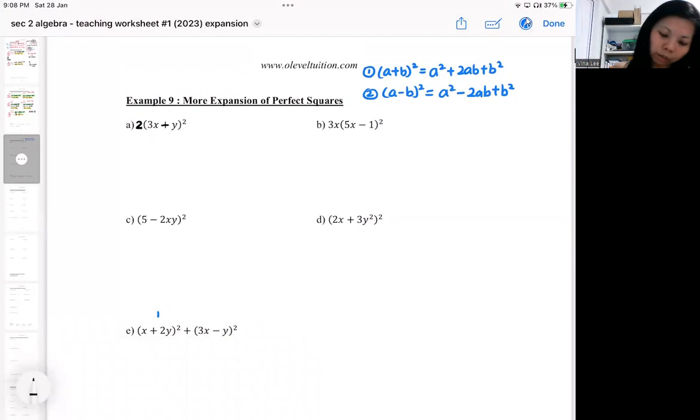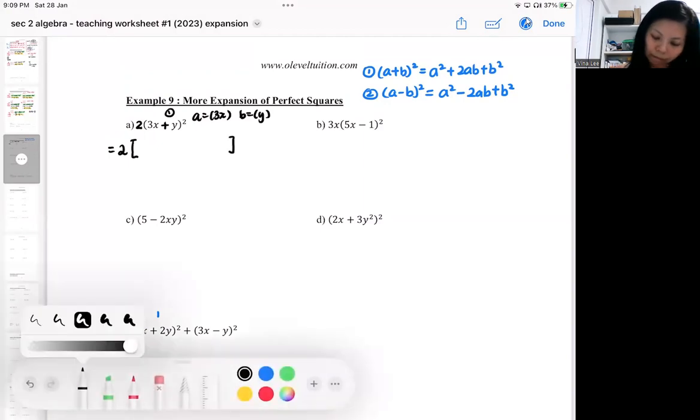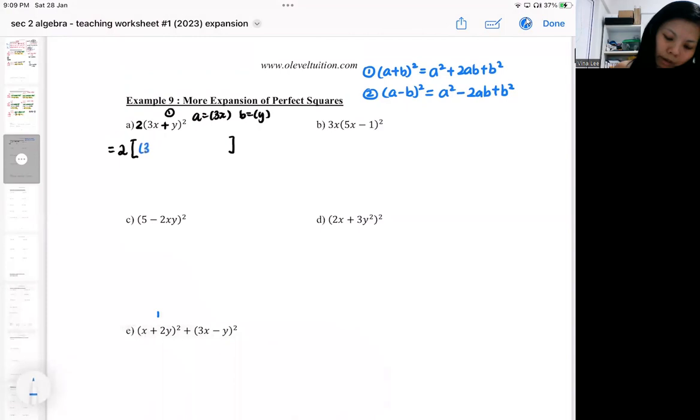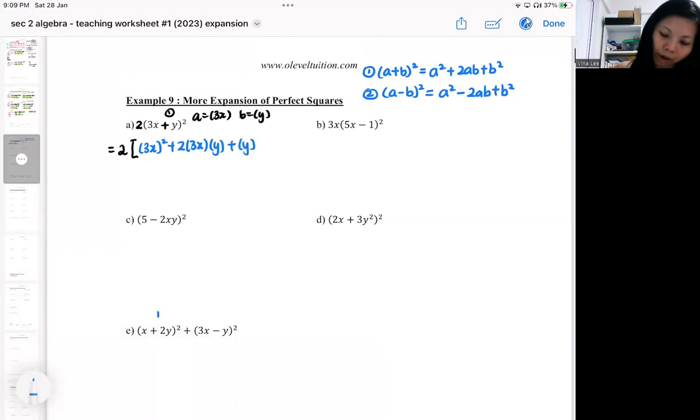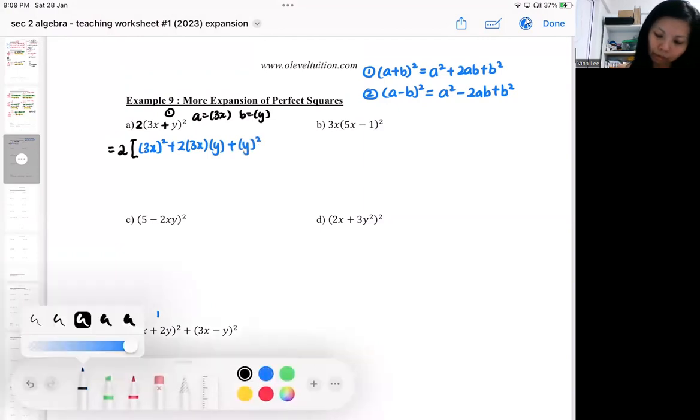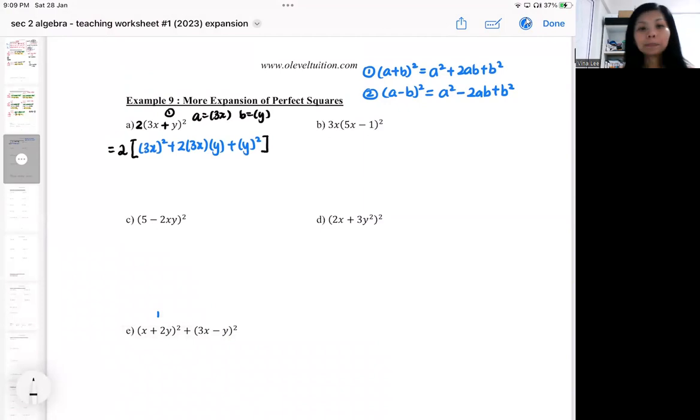You can see that should be formula 1, and A should be 3x, B should be 1. So what you're going to do is you ignore the 2. You ignore the 2, you do the formula first. So you do the formula, a squared plus 2ab plus b squared. So do the formula first.